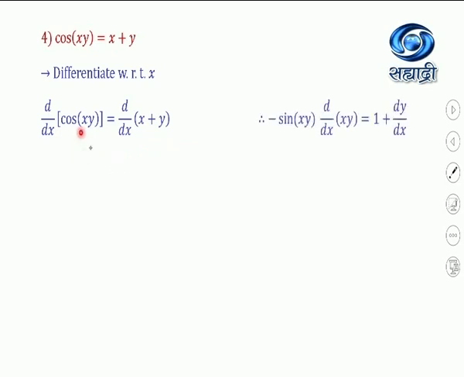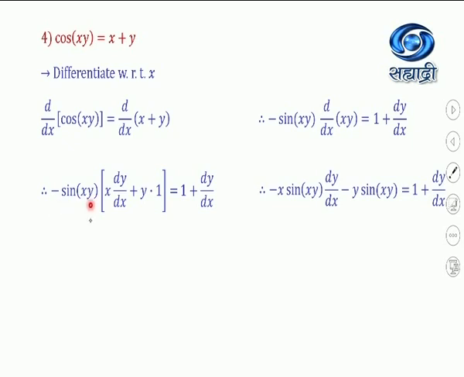Now the derivative of cos of xy is minus sin of xy into the derivative of xy with respect to x by using chain rule. On the right hand side we use the addition rule of derivative: the derivative of the first term plus the derivative of the second term. Here the derivative of the first term, that is x, is 1, and the derivative of the second term is dy/dx. Now minus sin xy into (x into dy/dx plus y into 1). What is this? This is the derivative of xy by using the product rule: first function into the derivative of the second plus second into the derivative of the first. On the right hand side we write 1 plus dy/dx as it is.